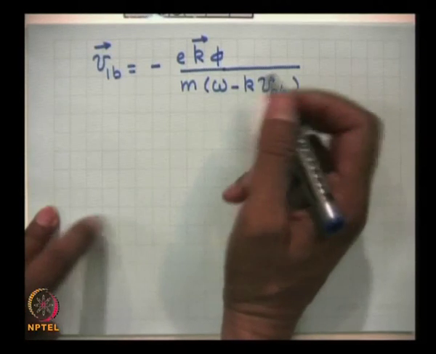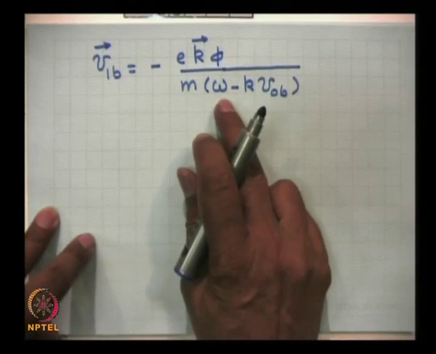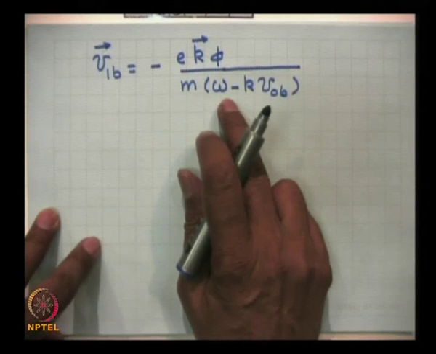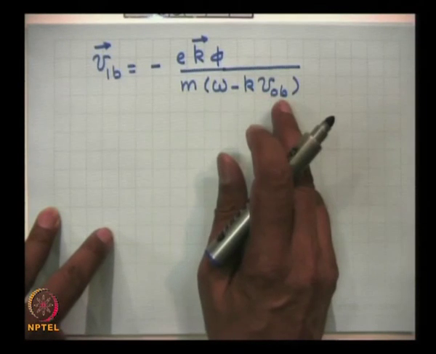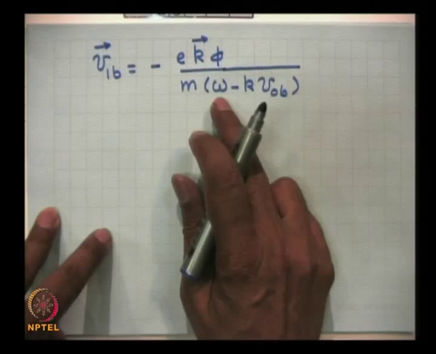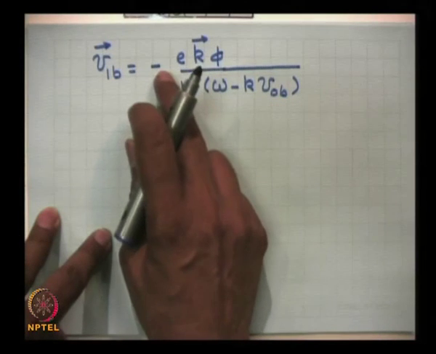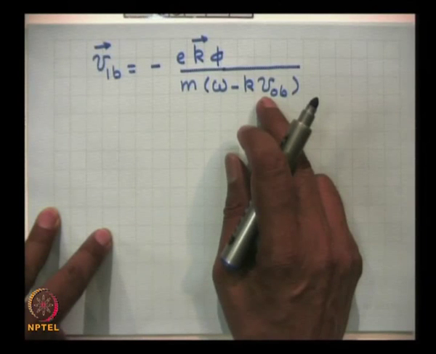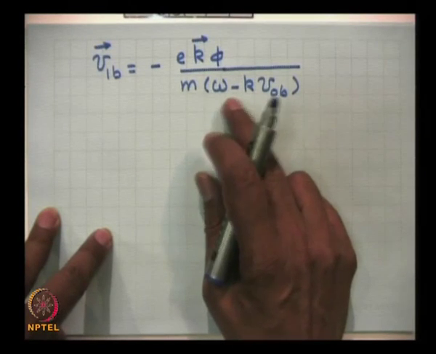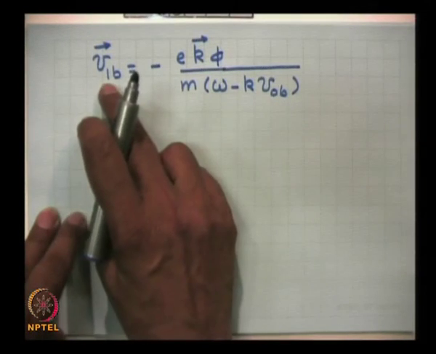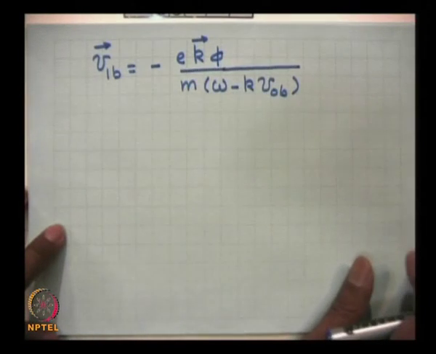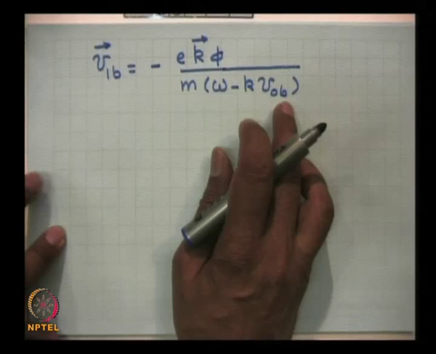You may appreciate the effectiveness of the Cherenkov resonance condition, that whenever omega is close to k V0b, this becomes nearly 0 and this becomes huge. So, that is the advantage of having the Cherenkov resonance condition, that the response of electrons to a very small perturbation of the plasma wave will be huge if this condition is satisfied.